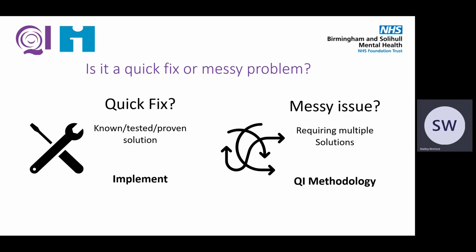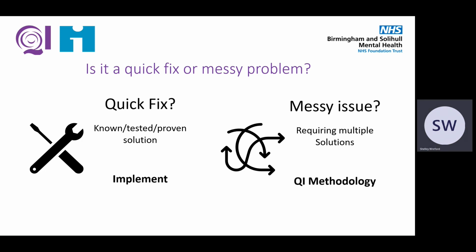If it is an easy solution and if you know it will work, you can just implement it. For example, installing new doors on a ward. This type of improvement activity sits in the realm of implementation rather than a quality improvement project.